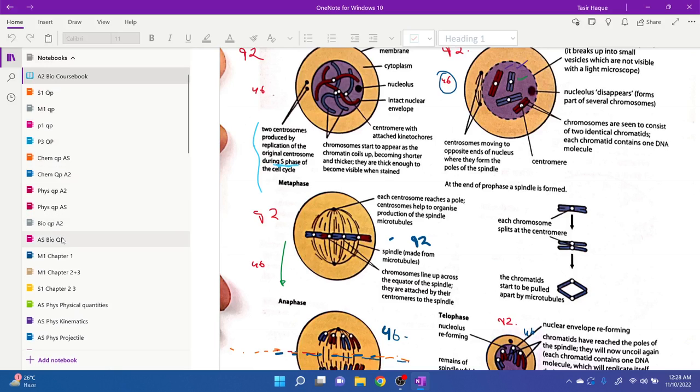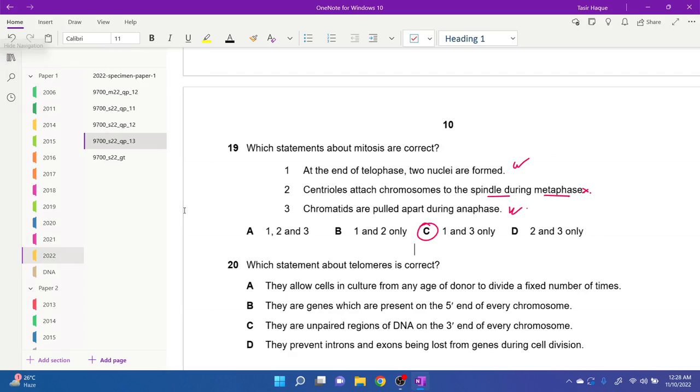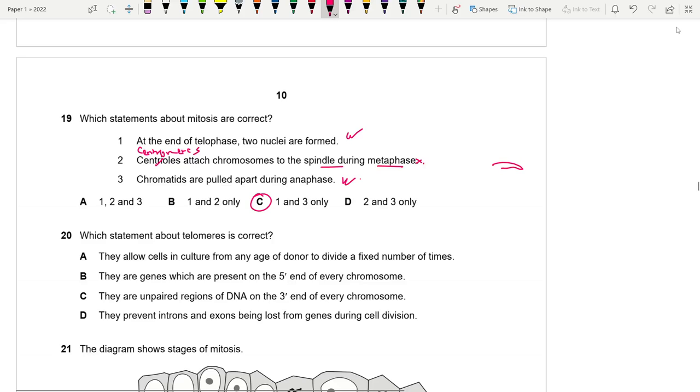Okay. So this should actually be centromeres attach chromosomes to the spindle. Centromeres. That's the wrong part over here. So that's why it's 1 and 3. So this is the chromosome. This is the centromere, the centromere of the chromosome. The centromeres attach the chromosomes to the spindle over here, okay?